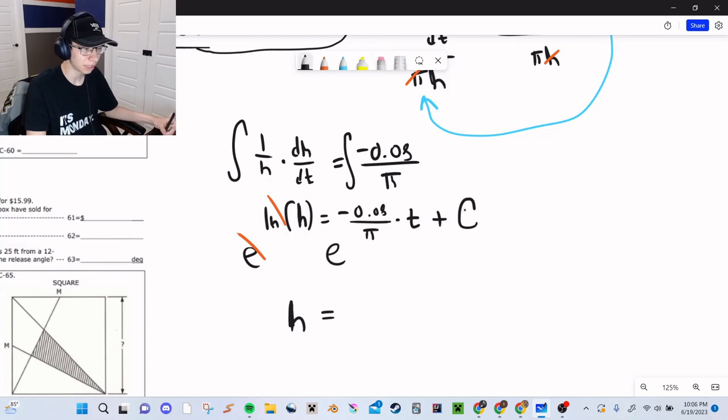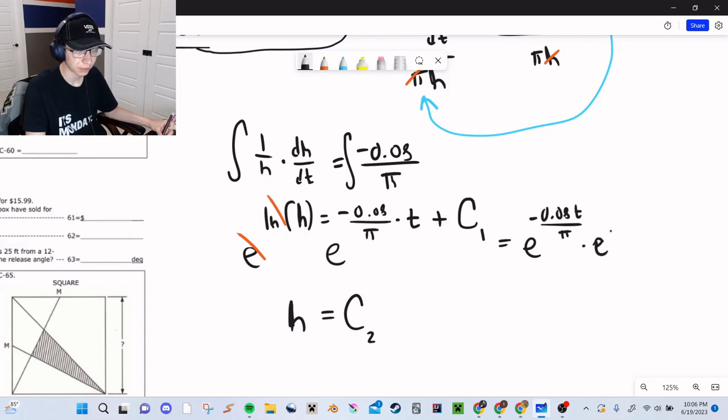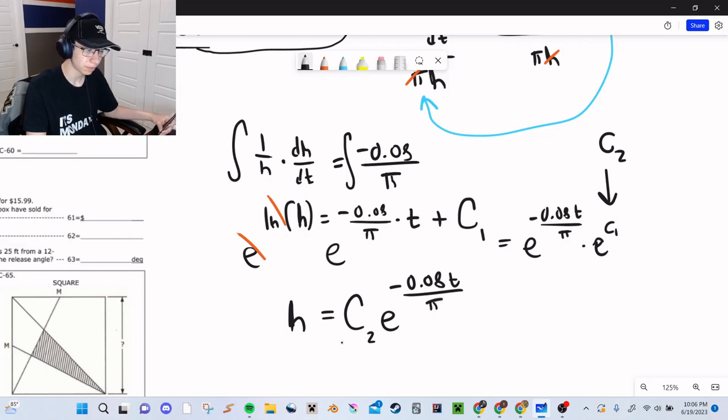On the right hand side, by exponent rules, I'm going to call this c1 and end up with a second constant, because this is going to turn into e to this times e to the c1, which in and of itself is some other constant c2. So c2 times this. This is my expression for the height at any moment in time, but I need to solve for c2.